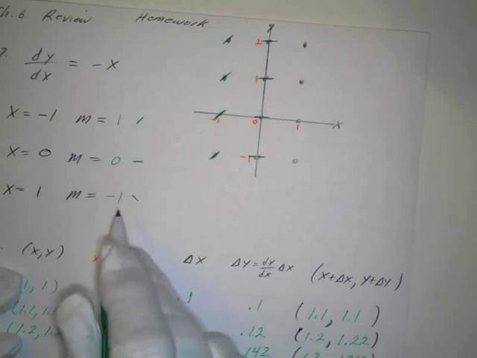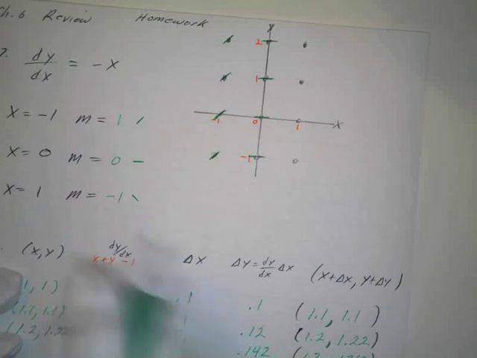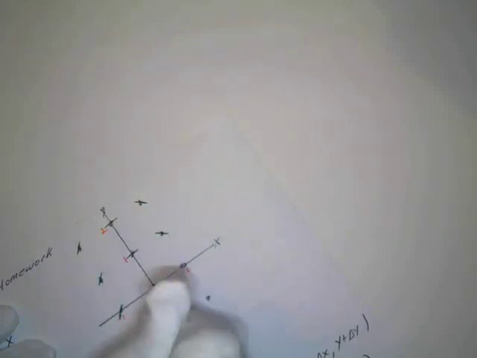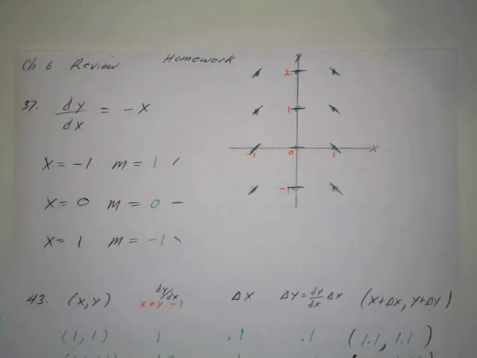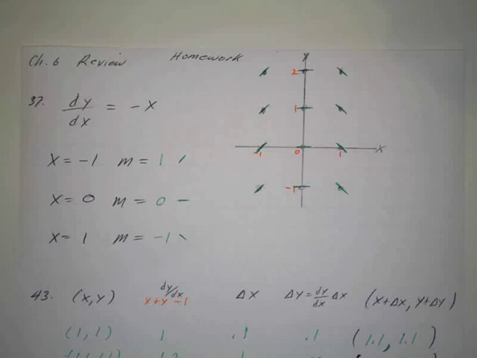And then when x is 1, the slope is negative 1, so it goes down like this. I have to make sure that I get a nice diagonal. And there you go. That's your slope field, so that's not too hard. That was kind of an easier one. Okay? All right, so that's 37. Hope those help.